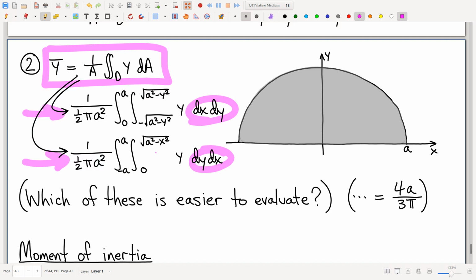And having them both on the page looking at us here, I can point out why one of them is easier than the other. And that is down here in the second one. Check it out. Our very first thing we're going to do, in taking that first inside antiderivative, we're going to have a y squared pop up. That square will cancel with the square root. Poof! All the ugliness just disappeared. This integral is an easy evaluation of polynomials. World's easiest integrals. That's nice.